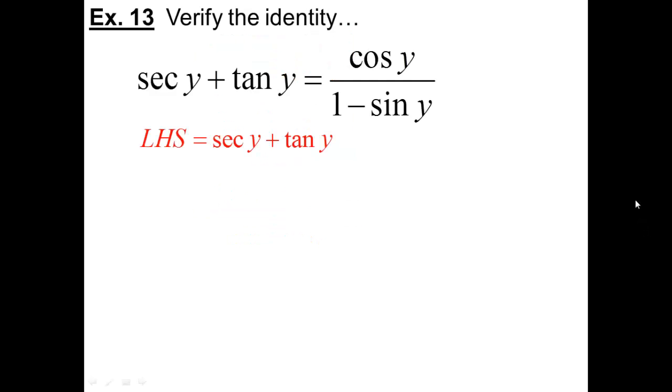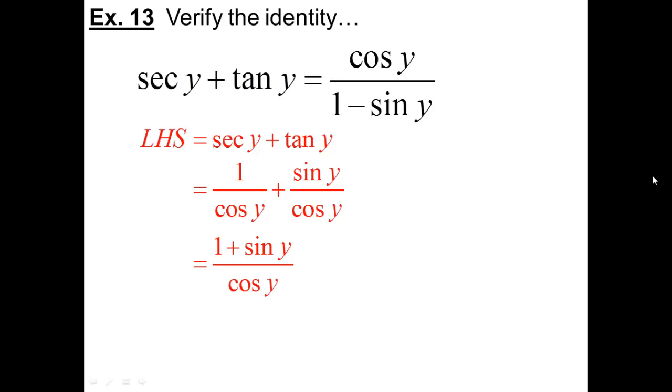Alright, let's look at this one. We'll start with the left-hand side. I've got an addition problem. I've got to get rid of that addition because I need to turn it into a fraction. Well, let's turn these into fractions by converting to sines and cosines. Good news, these terms have a common denominator of cosine, which means I can add them together, and now I realize, hey, this looks exactly like the last problem.